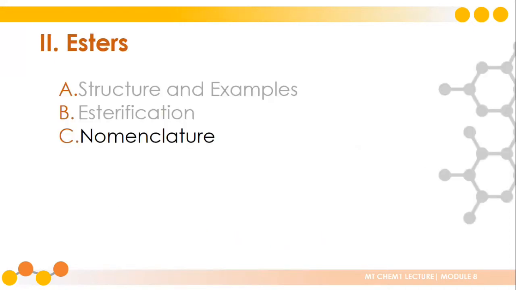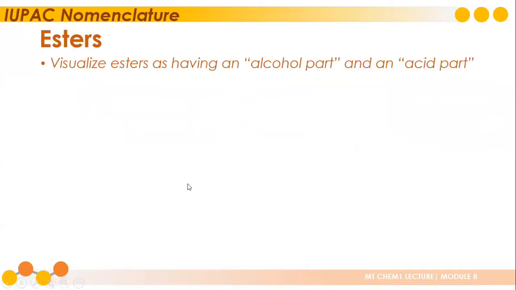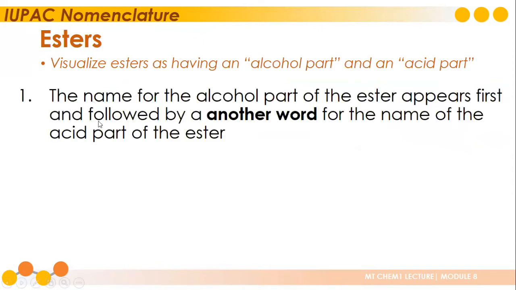Now that we know what esterification is and how esters are formed, let's proceed with the nomenclature, or the naming, of esters. For the naming of esters, we have to visualize them as having an alcohol part and an acid part. We have to remember which one is from the carboxylic acid, and what alcohol was used in producing this ester.